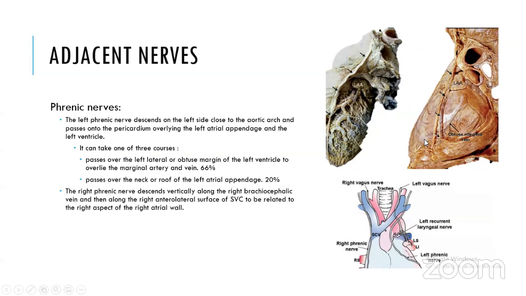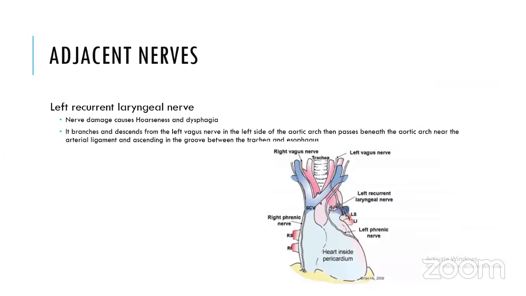The right phrenic nerve descends vertically along the right brachiocephalic vein, and then along the right anterolateral surface of the superior vena cava to be related to the right aspect of the right atrial wall. There is also the left recurrent laryngeal nerve. Damage to the left recurrent laryngeal nerve causes hoarseness and dysphagia.